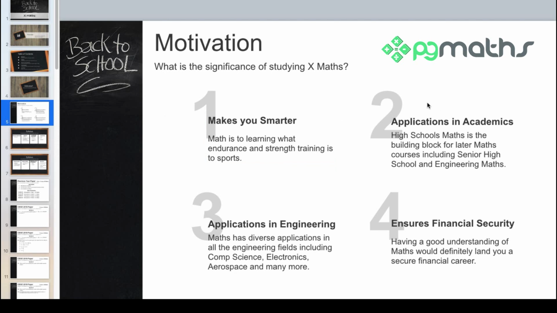Then second is applications in academics. You will see high school maths is a building block for later maths courses, including senior high school and engineering mathematics. Then you will see applications in engineering aspects. Maths has diverse applications in all the engineering fields, including computer science, electrical engineering, mechanical engineering, electronics, aerospace, civil engineering, and much, much more. And then lastly, it ensures financial security. Yes, that's true. Everyone likes to have some money in their pockets, no? So having a good understanding of maths would definitely lend you a secure financial career. I'm sorry, my bad.